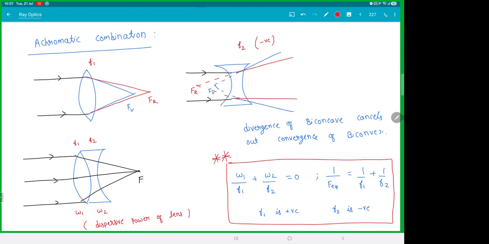So omega 1 by F1 plus omega 2 by F2 is 0. You'll get F2 from there. Then 1 by F equivalent is 1 by F1 plus 1 by F2. Very important standard result. You should definitely know this. This is dispersion. All clear with this?